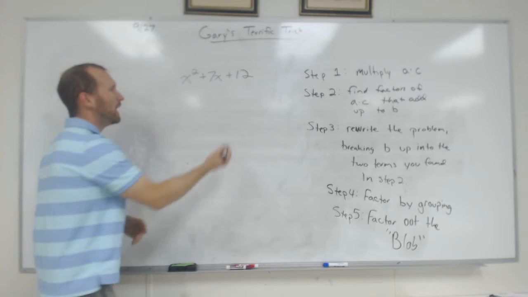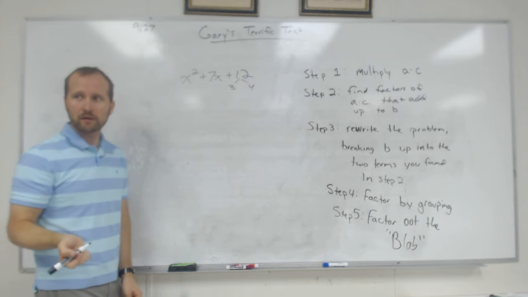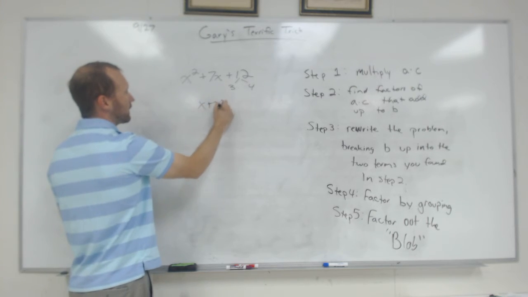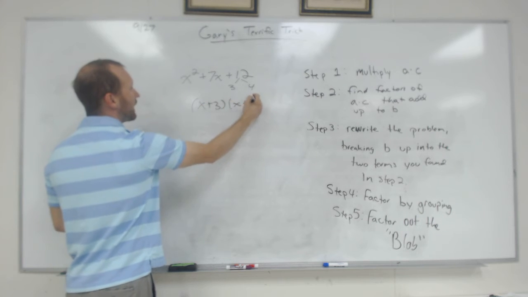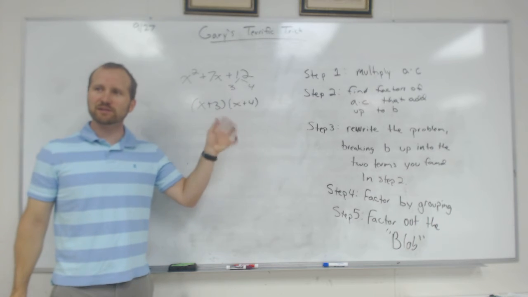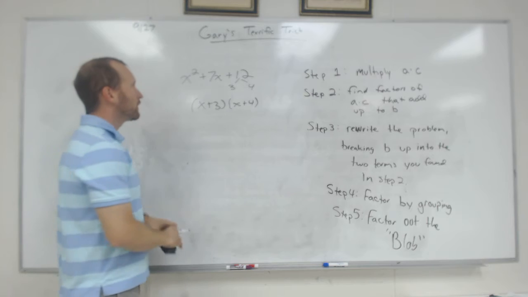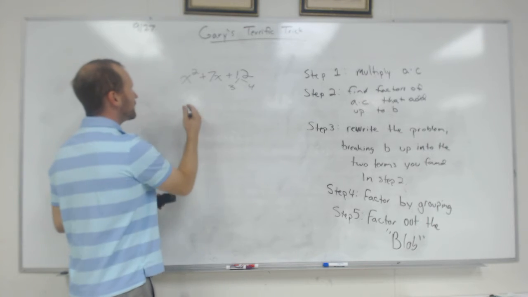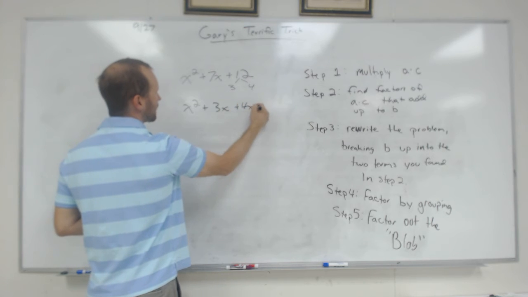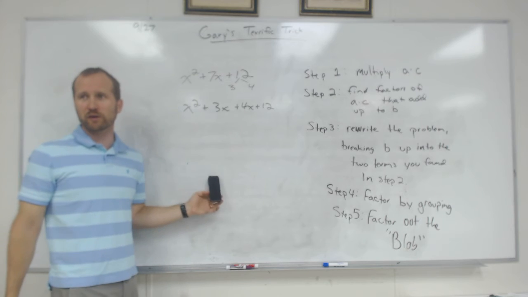So what would we do? Factors of 12 that add up to 7 are 3 and 4. And then it would be x plus 3, x plus 4. Then we're done, right? That was easy, because we don't have anything in front of x squared. I always see people, every single time after we learn Gary's terrific trick, go, oh, 3 and 4. So I do x squared plus 3x plus 4x plus 12. This will work. You'll get the right answer, but you're going to do like 3 extra steps.